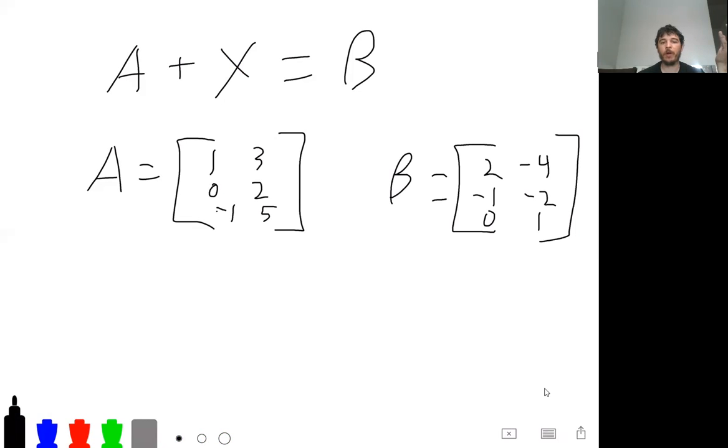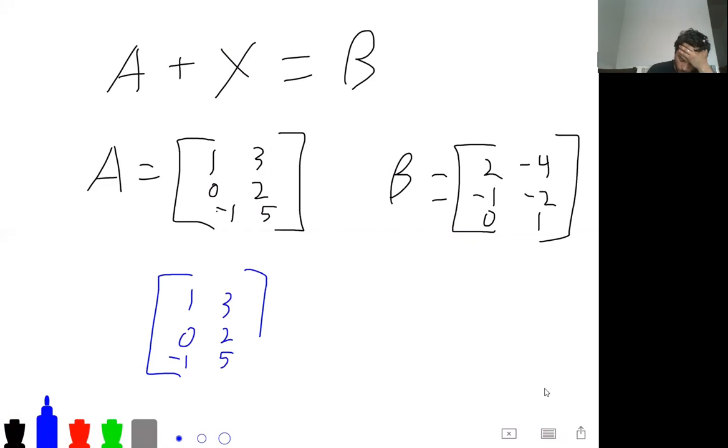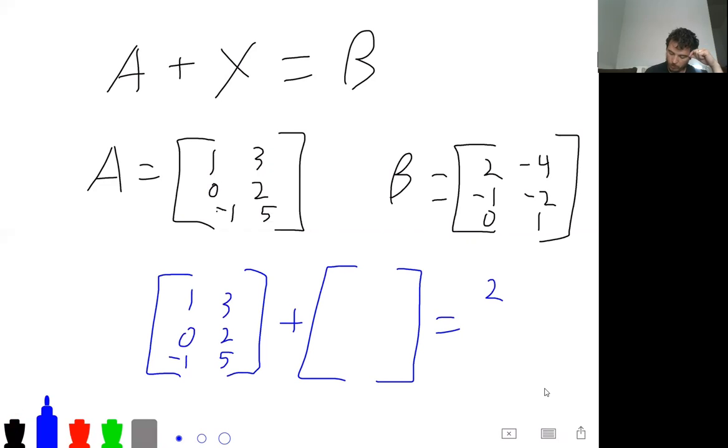And so with their original problem they gave us A plus X equals B. Well, if we write that out, we know what A is: 1, 3, 0, 2, -1, 5. We know we have to add matrices with the same dimensions, but we don't know what X is, and we already know what it equals. It equals 2, -4, -1, -2, 0, and 1. So we've got to find out the missing pieces. Well, this should be fairly simple.